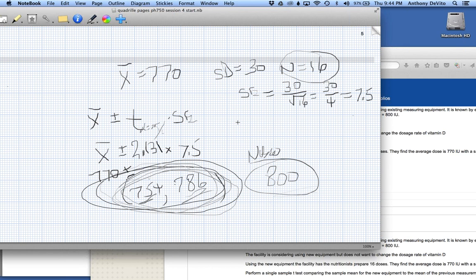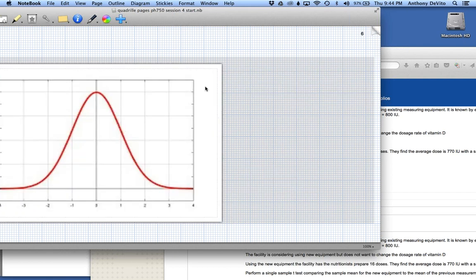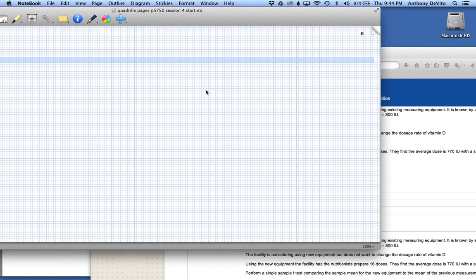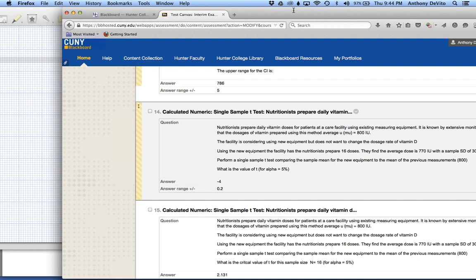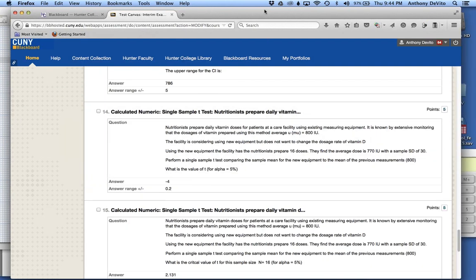But let's now use a different technique to do basically the same thing. We're going to do a t-test now. The difference with a t-test is we're going to set up a hypothesis. Okay, number 14, nutritionists prepare, blah, blah, blah, same problem. Using the new equipment, perform a single sample t-test, comparing the sample mean for the new equipment to the mean of the previous measurements, and so on and so forth.